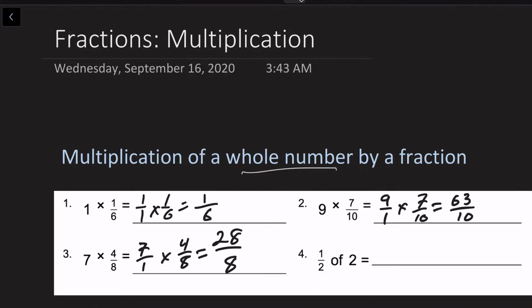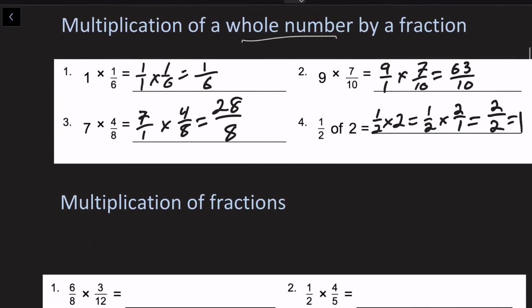1/2 of 2. This is the same as saying 1/2 multiplied by 2, which again is the same as saying 1/2 times 2 over 1. So 2 times 1 is 2, and then 1 times 2 is 2. So it's just 2 over 2. And this is obviously 1. So we know that 1/2 of 2 is 1. So that's how we know our answers are right.